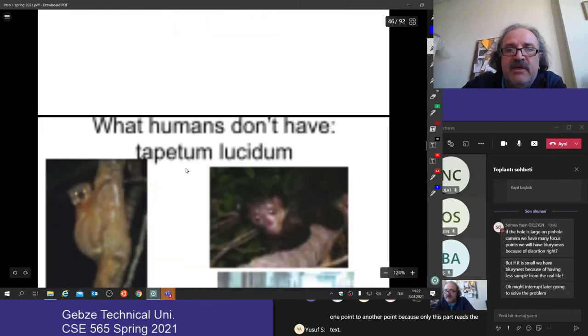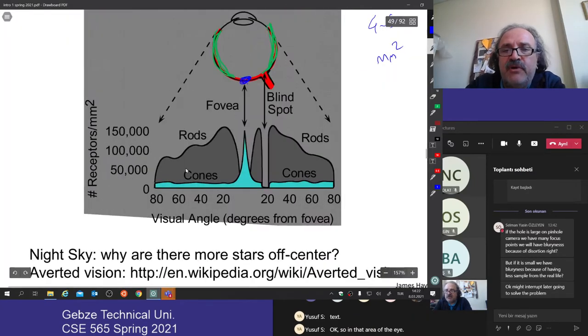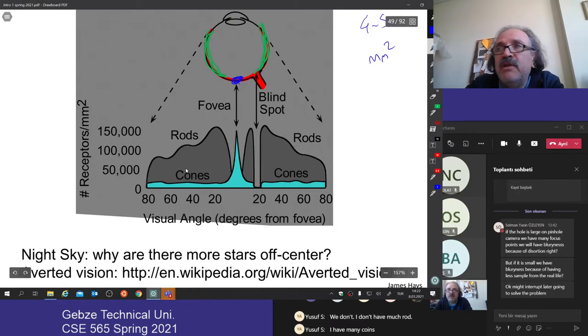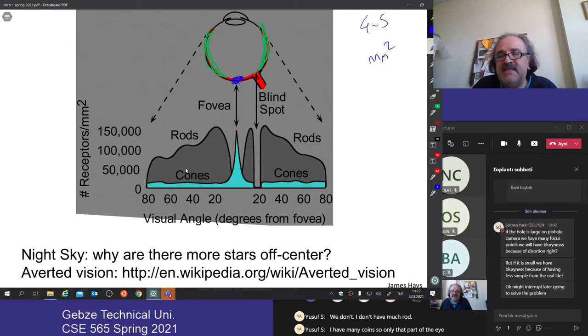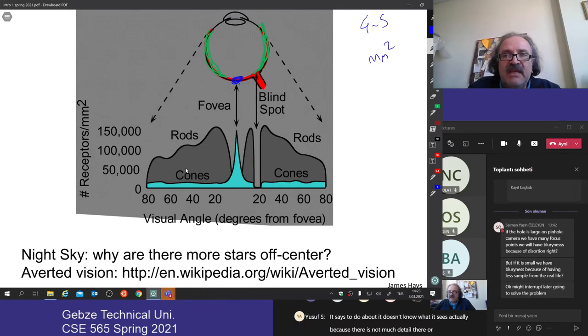In that area of the eye, I don't have much rod. I have many cones. So only that part of the eye actually sees colors. The other parts of the eye don't see colors. They are sensitive to light, but they don't know what they see, because there is not much detail there.